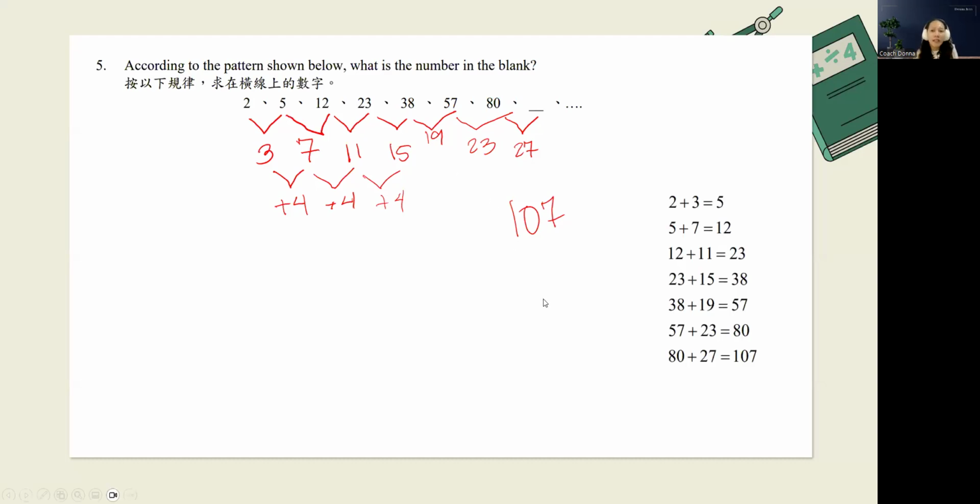Here on the right side of our screen, you can also see a different way to do it. All right. So 2 plus 3 is 5. 5 plus 7 is 12. The 12 right there in the sequence, add it by 11, and so on. All right. So that's it for number 5. Let's have number 6.